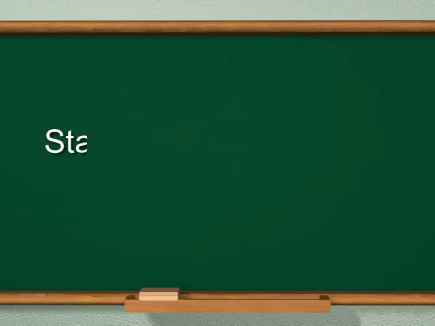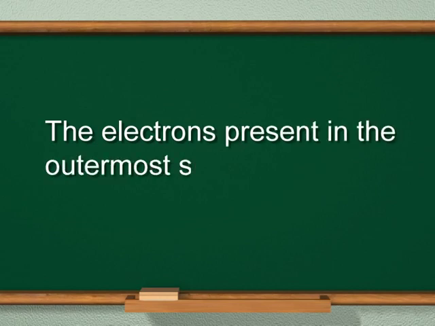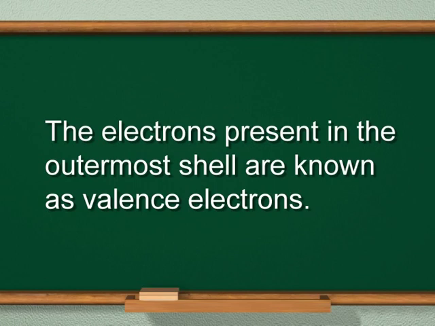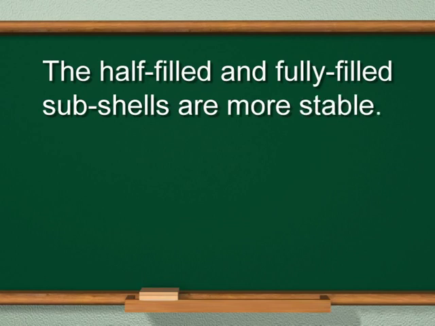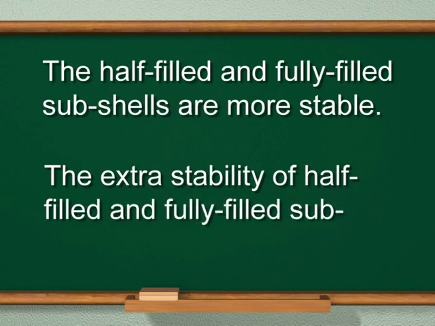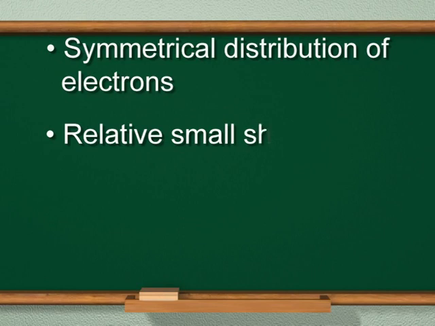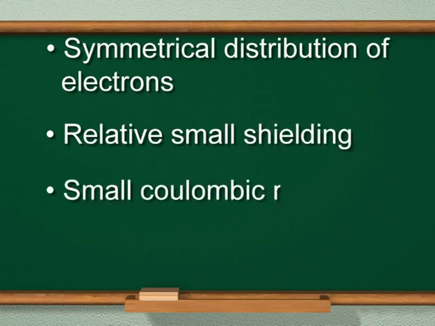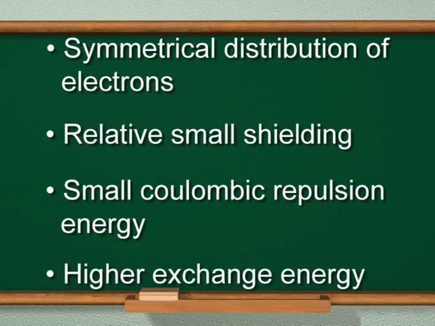Let us discuss stability of half-filled and fully filled subshells. The electrons present in the outermost shell are known as valence electrons. The half-filled and fully filled subshells are more stable. The extra stability of half-filled and fully filled subshells is due to symmetrical distribution of electrons in them, relatively small shielding, small Coulombic repulsion energy, and higher exchange energy. Let us take some examples to clear it.